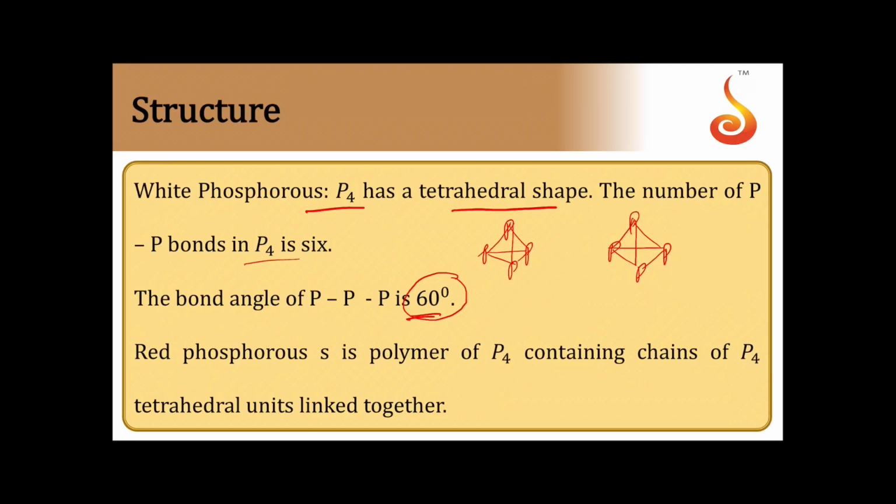and therefore white phosphorus is highly reactive in nature. When it comes to red phosphorus, it has a polymeric structure of P4 units. Let us take one unit like this, one more unit, one more, and so on, n times. In each corner we have a phosphorus atom. Because of the polymeric structure, red phosphorus is less reactive in nature.